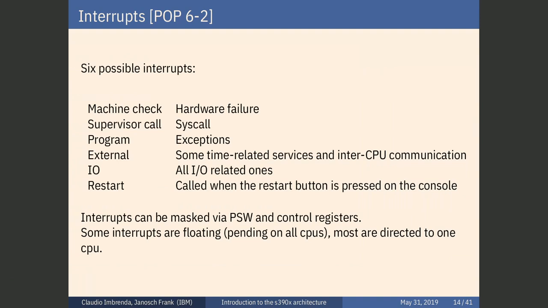Interrupts. Okay. We have 6 interrupts. Machine check, hardware failure. Supervisor call, syscall, where the program needs to call the operating system to do stuff. Program interrupts, which means exceptions. External interrupts, some time-related things, some other inter-CPU things.